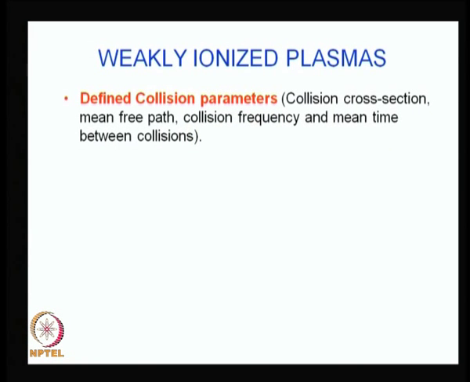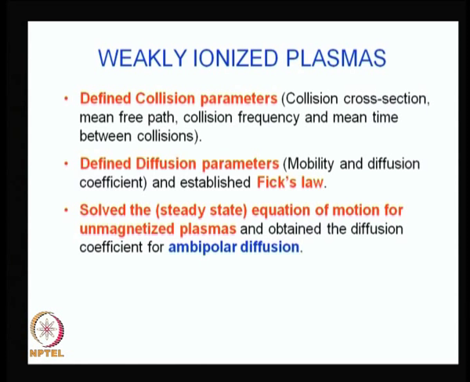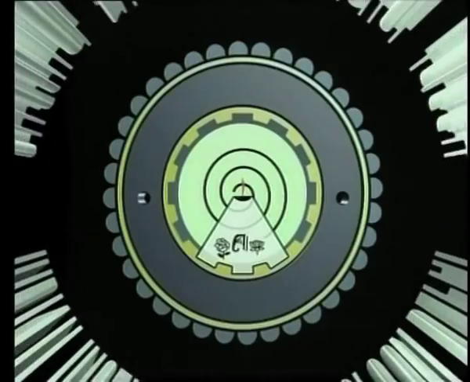Let me quickly summarize this for you. What we have done today, in our discussion on diffusion in weakly ionized plasmas, we have defined collision parameters like collision cross section, mean free path, collision frequency and mean time between collisions. We have then defined diffusion parameters, mobility and diffusion coefficient, and established Fick's law. We have solved the steady state equation of motion for unmagnetized plasmas and obtained the diffusion coefficient for ambipolar diffusion. Lastly, we have solved the diffusion equation to obtain diffusion time for laser produced plasmas. So, this is an important process of diffusion in weakly ionized plasmas that we have studied today for ambipolar diffusion and laser produced plasmas.